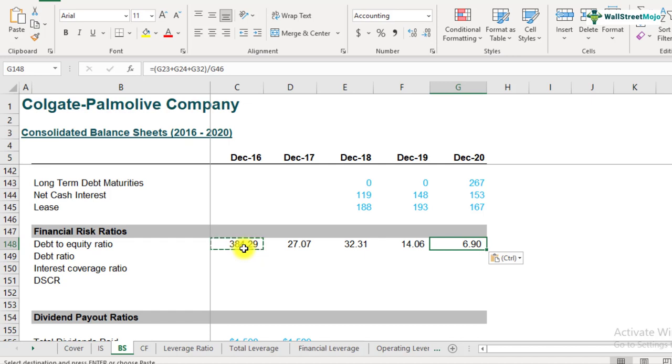So I hope now that you have understood the leverage ratios and their interpretation and calculations.